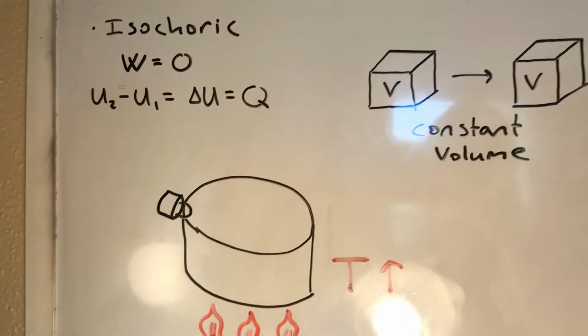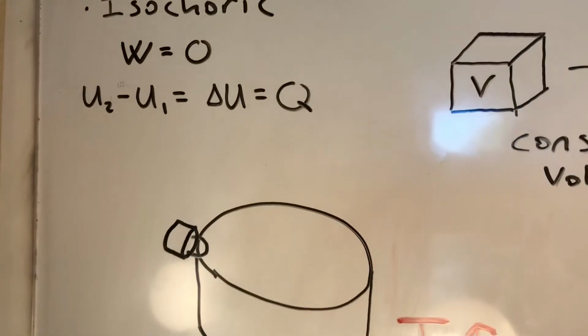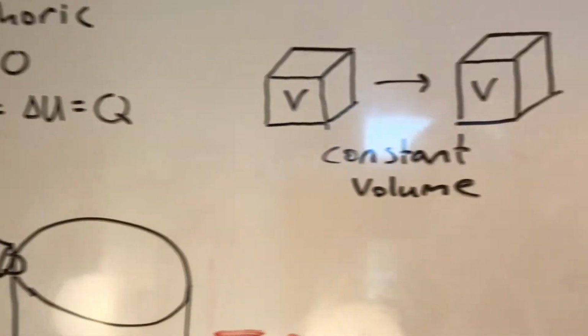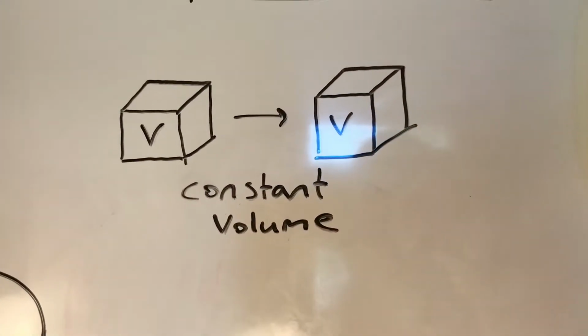In the next thermodynamic process, we have the isochoric process, in which there is zero work done on the surroundings or on the system. With this, we are just left with change in internal energy equals the heat exchange. In this process, we have a constant volume.